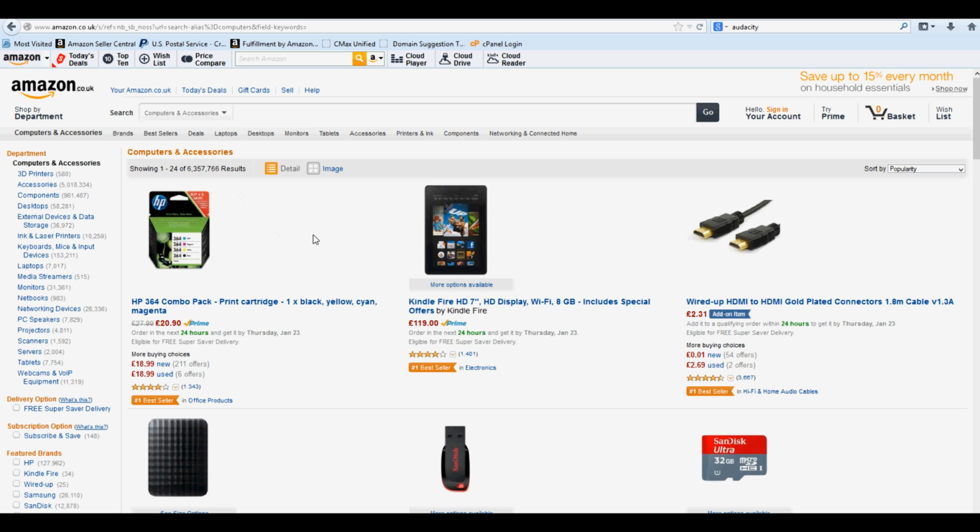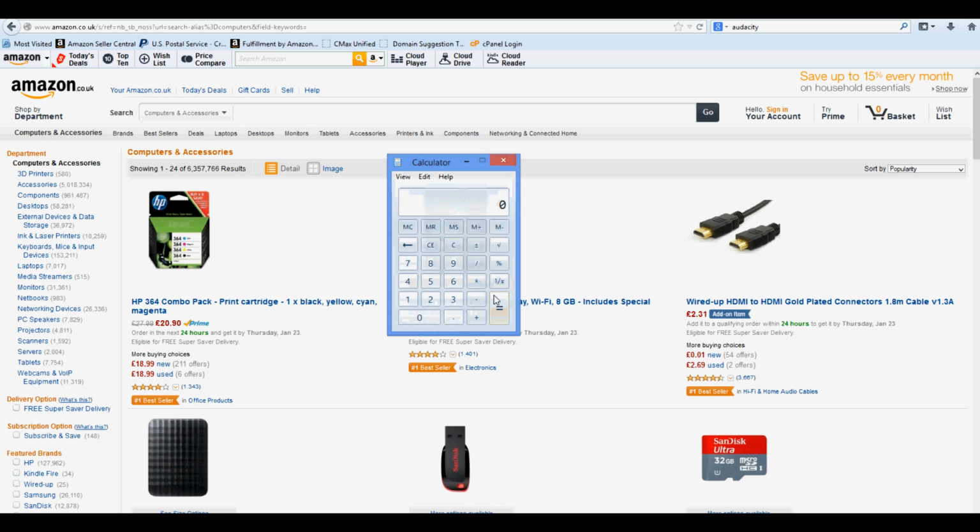So if you're selling in computers and accessories and you tried to sell something with a sales rank of 1 million, you're going to find out very quickly that that's not going to be a very good sales rank. Just to quickly do the math here, let's just do the 15%.